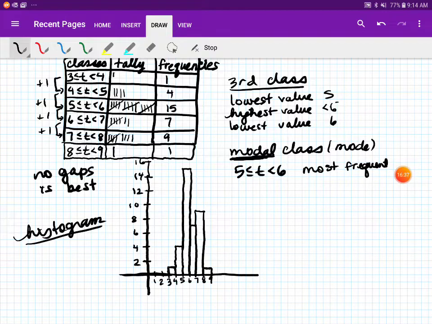Okay, so where was I before the phone call? Histogram. Oh, we should label our histogram. So here, let's put hours of sleep. You should put the units and what it is. And then on the y-axis, you just write frequency, because this is a frequency histogram.